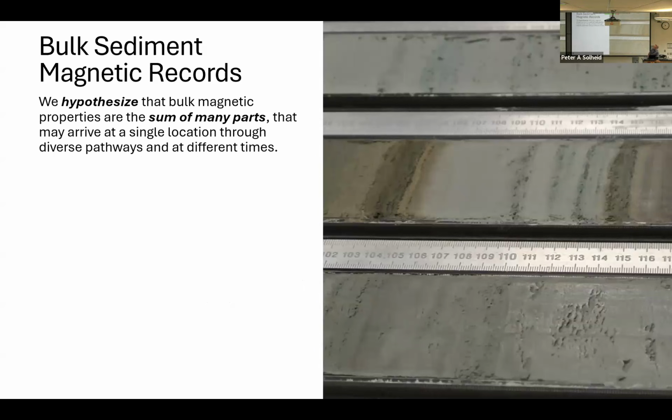So we hypothesize that bulk magnetic properties are the sum of many different parts that may arrive at a core location.